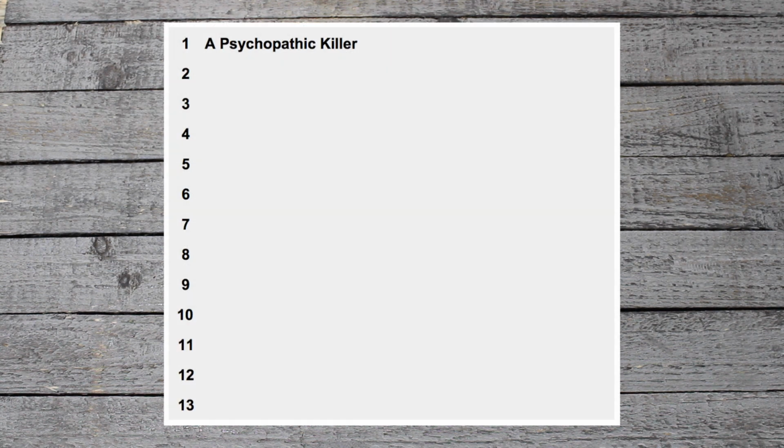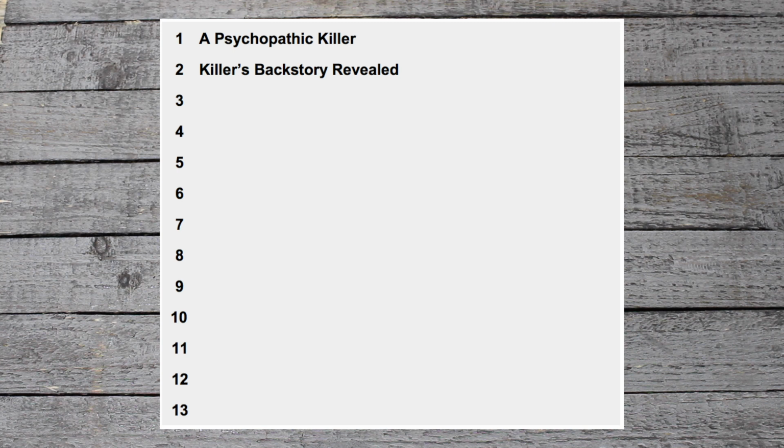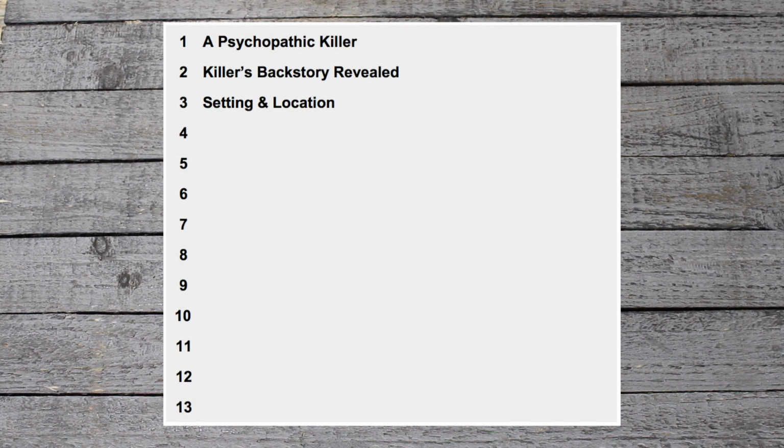So 1, you have to have a psychotic killer, which seems obvious. 2, the killer's backstory is revealed, which is basically this is how or why the killer becomes a killer. I have mixed feelings on this because a lot of times this ends up being a long, drawn-out, villainous speech, which, depending on how they do it, I'm not always a fan of. But 3 is setting and location.